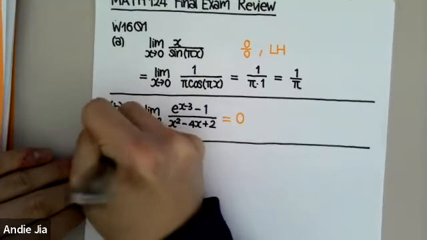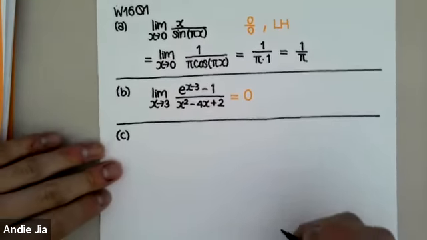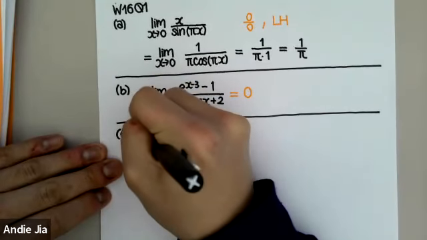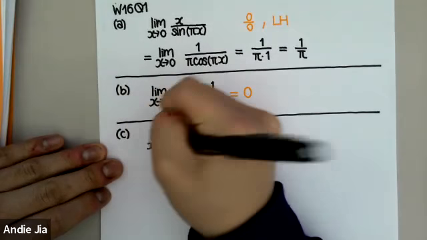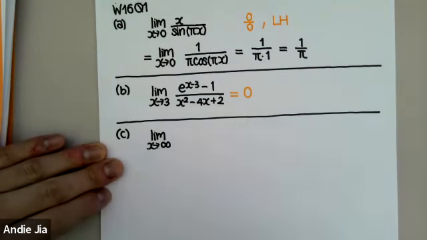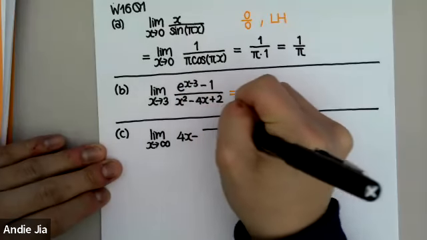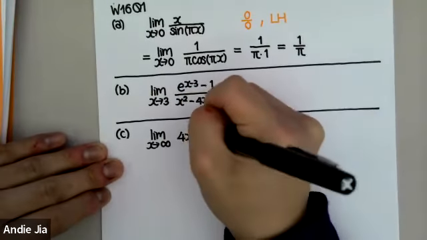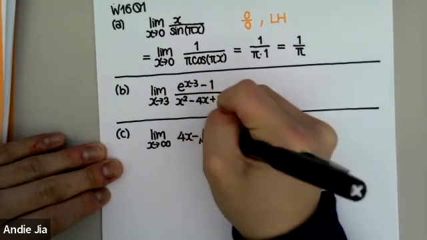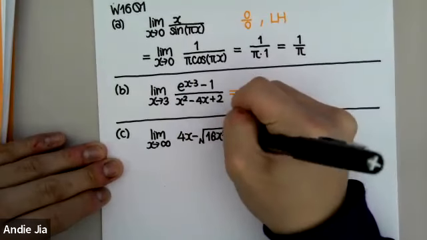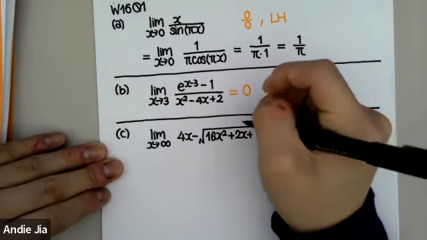Part C is another limit. The limit as x approaches infinity of 4x minus the square root of 16x squared plus 2x plus 1.